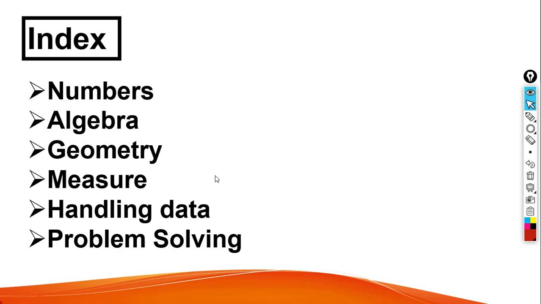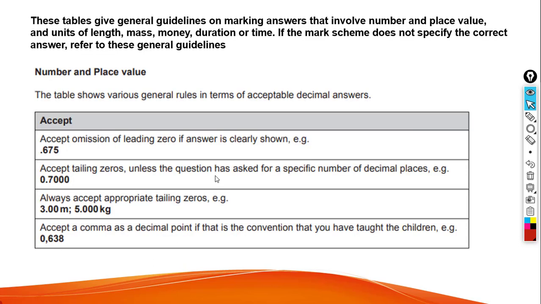Before we go into each of the content, let's go into the general guidelines on how we mark the answers that involve number and place value, unit of length, mass, money, duration, or time. So if the marking scheme does not specify the correct answer, we'll need to refer to this general guideline. In order for you to answer questions involving number and place value, this table shows various general rules in terms of acceptable decimal answers.